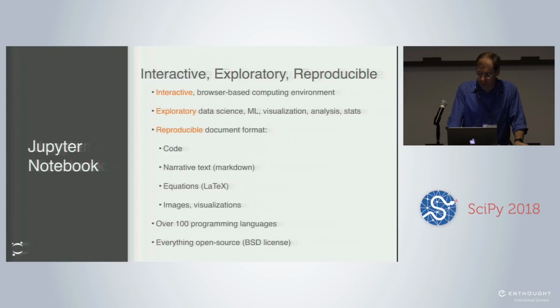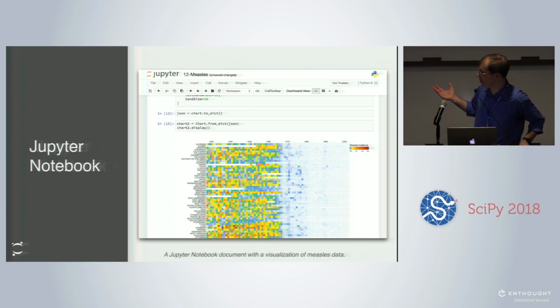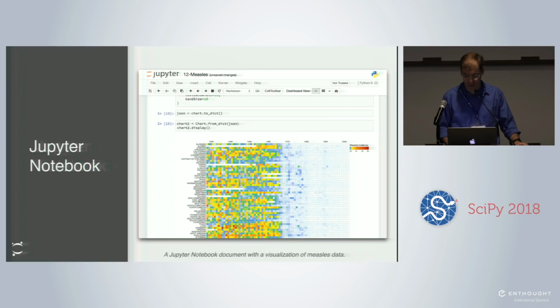One of the fundamental ideas behind Jupyter is that the workflow for doing this sort of thing is language agnostic. And so we have a number of kernels for programming languages. Over 100, I think, at current count. Of course, everything's BSD licensed. So here's an example of the Jupyter Notebook. I think everyone's fairly familiar with this based on the show of hands.